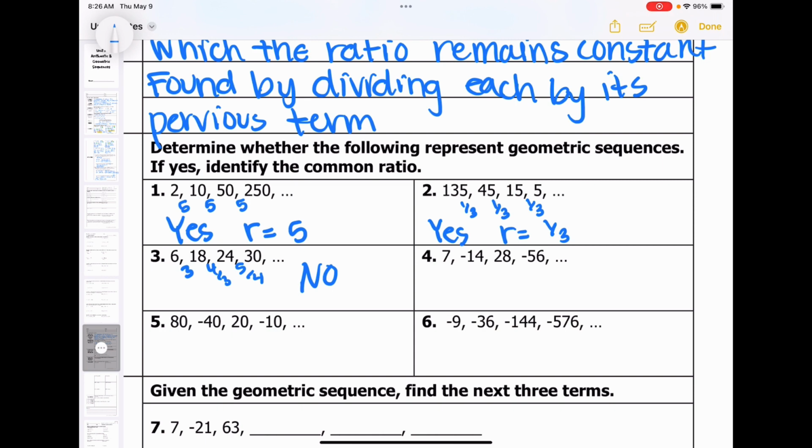All right, number 4, 7, negative 14, 28, negative 56. So negative 56 divided by 28 is negative 2. 28 divided by negative 14 is negative 2. And negative 14 divided by 7 is negative 2. So yes, this is a geometric sequence, and my ratio is negative 2.